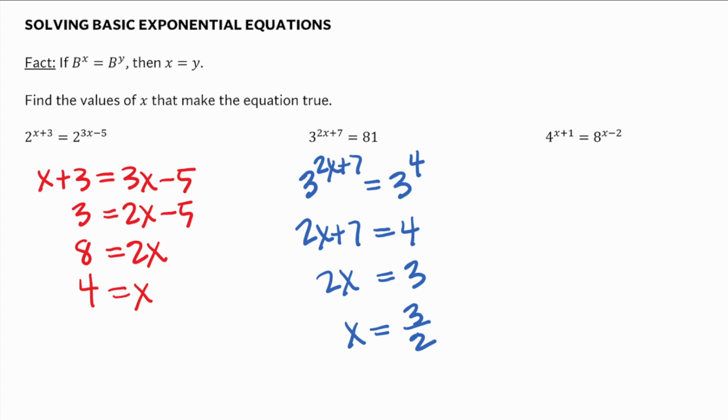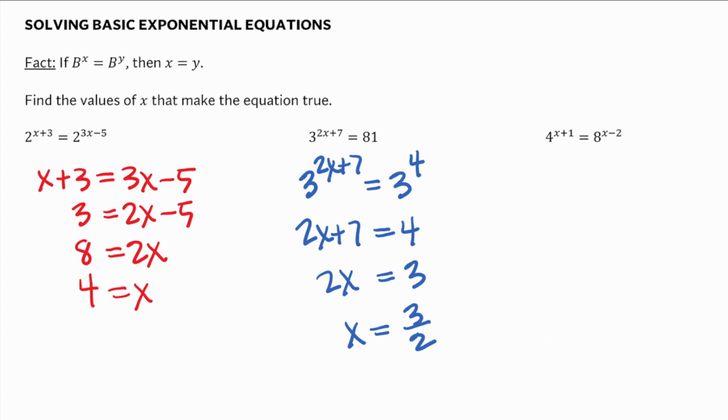Okay, this third one, oh, I like this one. I'm glad this one's on here. Okay, I've got 4 to the x plus 1 equals 8 to the x minus 2. And you look at this and it's not the same base. And you might say, oh, because 8 is 2 times 4, like it's a multiple of 4, that would be what we work with, but we're actually going to work on the fact that they're both powers of 2. Okay, because we really need to be sitting in our exponent rules.